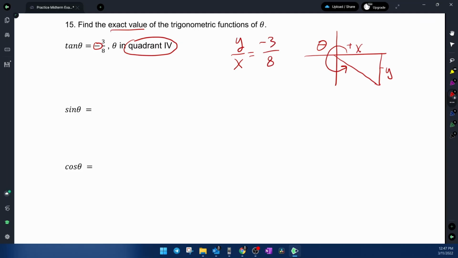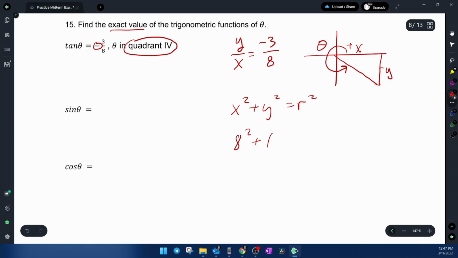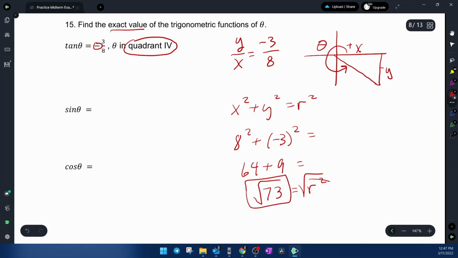And then we can solve for r. Here we go, using the Pythagorean theorem again. X squared plus y squared equals r squared. We're going to have 8 squared plus negative 3 squared equals 64 plus 9, which is 73. And taking the square root of both sides, we can see that 73 is in simplest radical form.